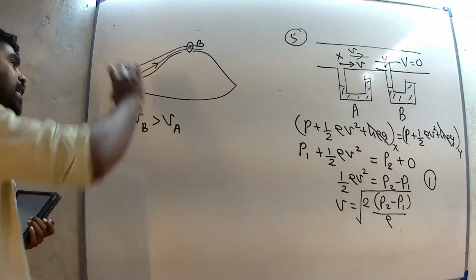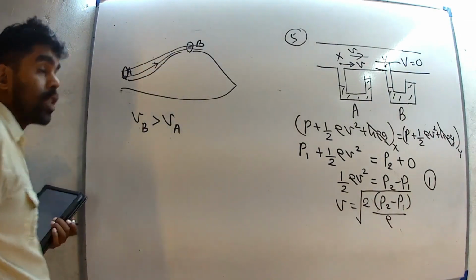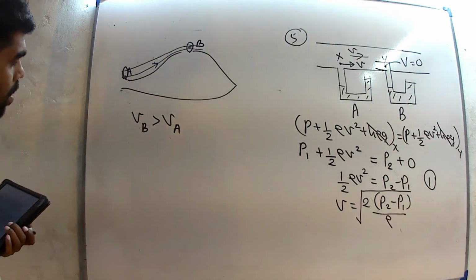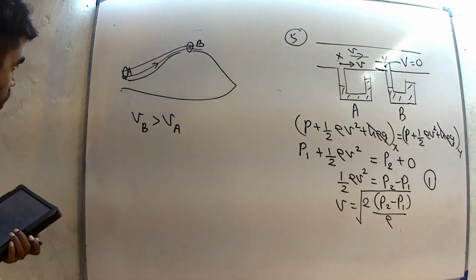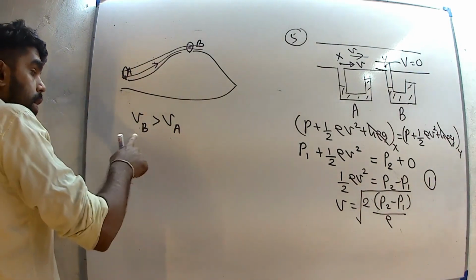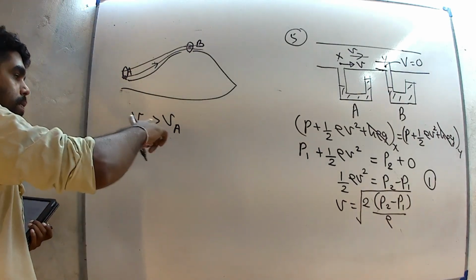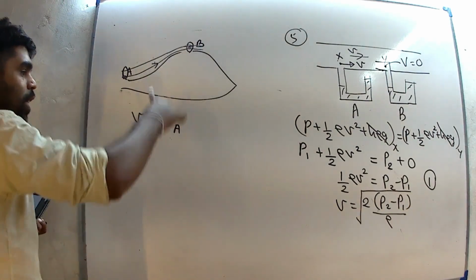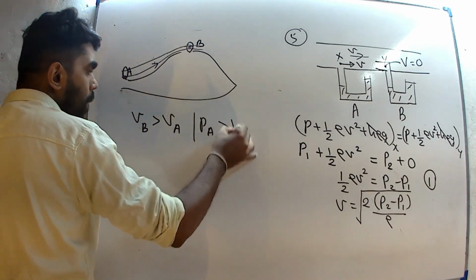We can consider it as a decrease of cross-sectional area. VB should be greater than VA because of the shape of the object. Then the velocity at A is a small value, so the pressure at A should be a greater value. PA should be greater than PB.